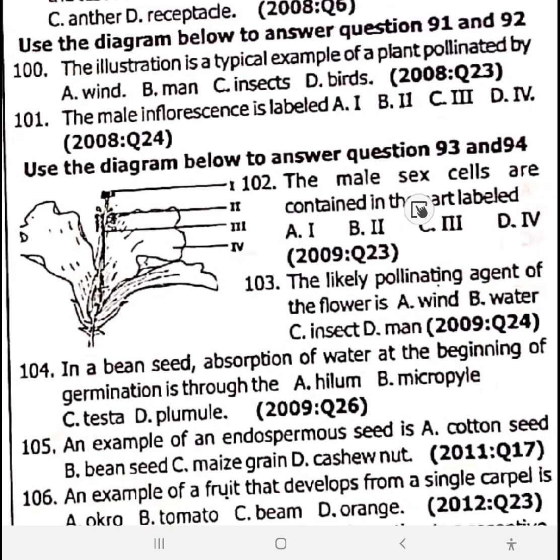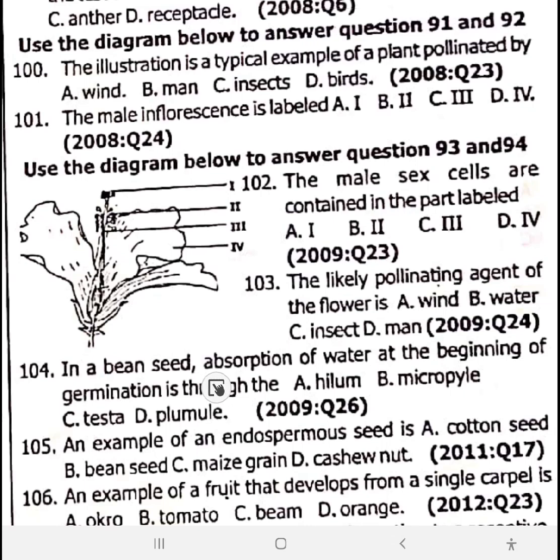The male sex cells are contained in 102. They are contained here. This place, option B. The likely pollinating agent of the flower, that's 103. Is option C, insect. Number 104.